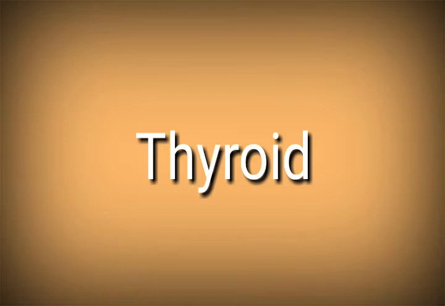Their TSH level gets very high, but they don't make thyroid hormone, and as a result, they get a huge goiter in their neck. You can also see a goiter in patients who have thyroid stimulating antibodies. This occurs in Graves' disease. We'll talk about this in a few slides.